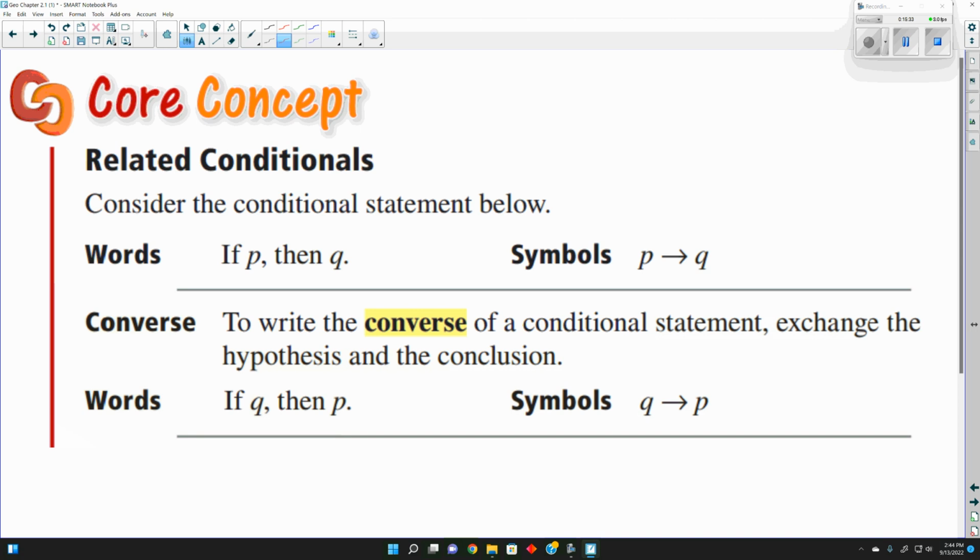So conditional statement, P implies Q. Our first one, P implies Q, is our conditional. Our converse, Q implies P. So we switch it. We switch the hypothesis and conclusion for the converse. We good with this so far? Is anybody still writing?